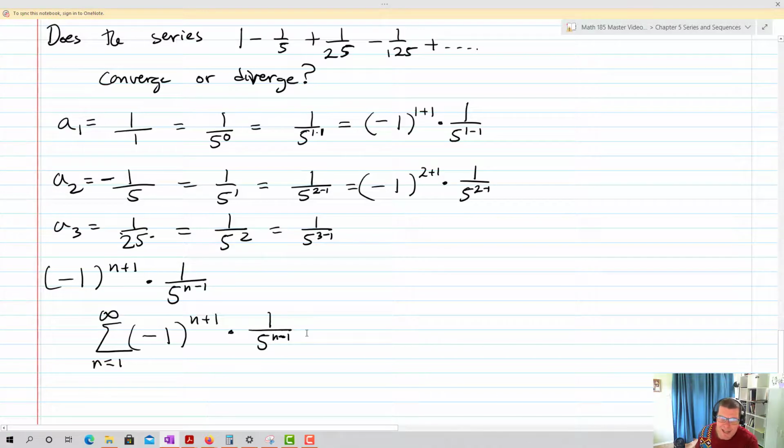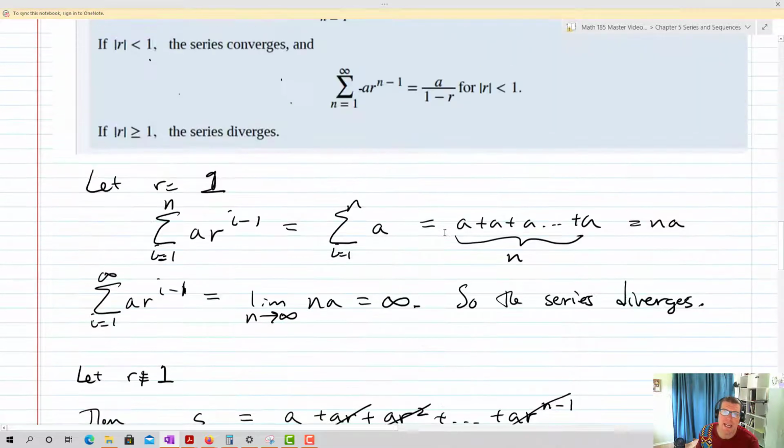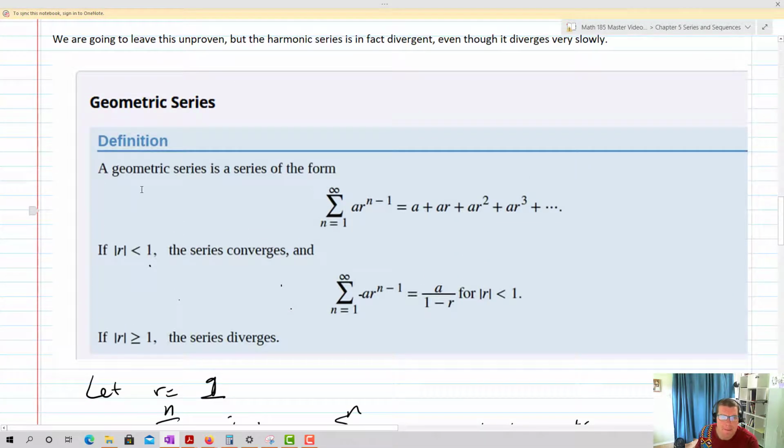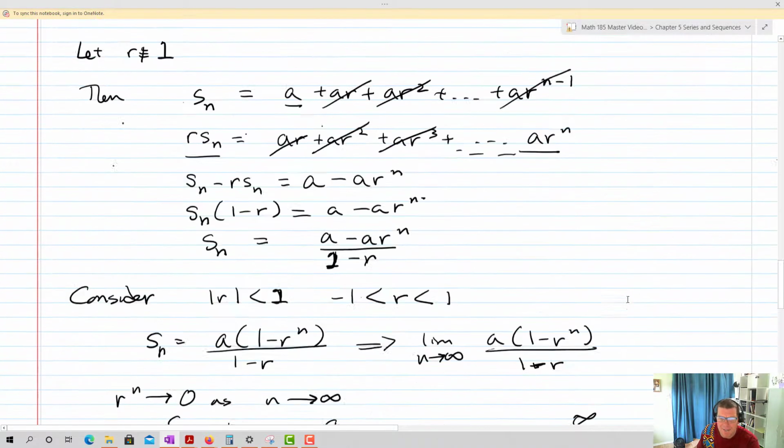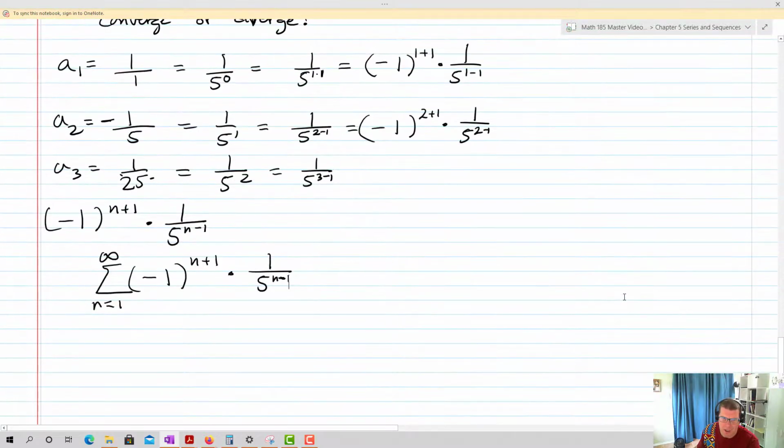Now, let's take a look back at our conversation about geometric series. I'm going to go back and look at my theorem. A geometric series is a series of the form a times r to the n minus 1. Oh, good, that's what I've got. If the absolute value of r is less than 1, the series is going to converge, and the sum is going to equal a over 1 minus r. So I'm going to change this around to make it look like that.